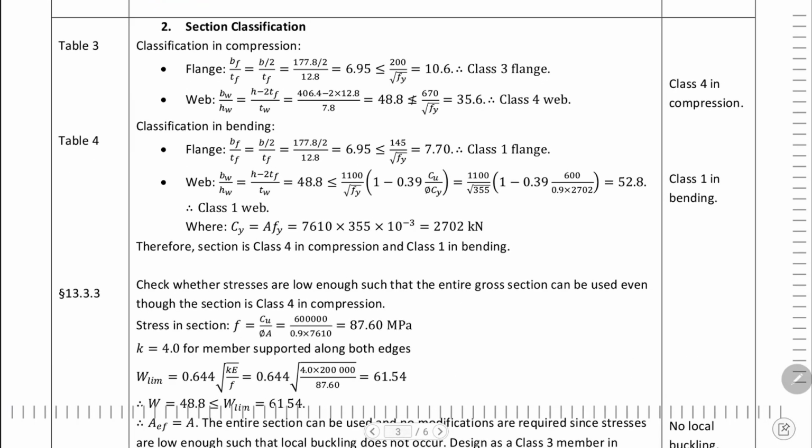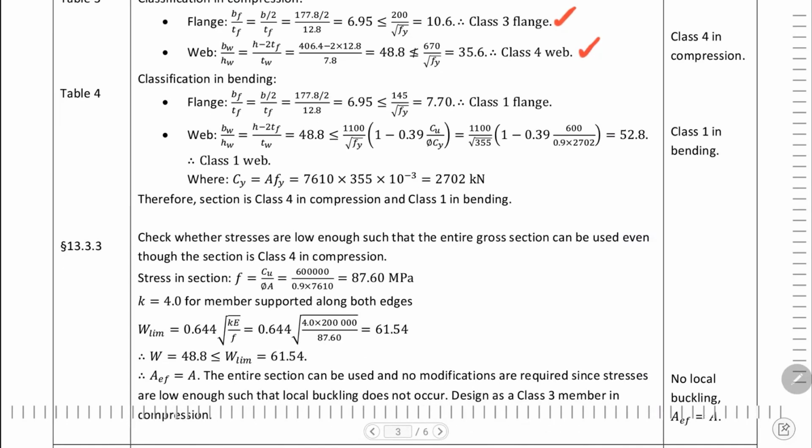So our section classification, running through very quickly, this is covered in previous videos, which we find it's in compression a class 3 flange, which is good news. Class 4 web, that's not so good news, that might mean extra work. Now classification in bending, class 1 flange, class 1 web. We do need to include now in the section classification our compression term that does influence it, but all the calcs are there. So it's class 1 in bending, which is good, class 4 in compression.